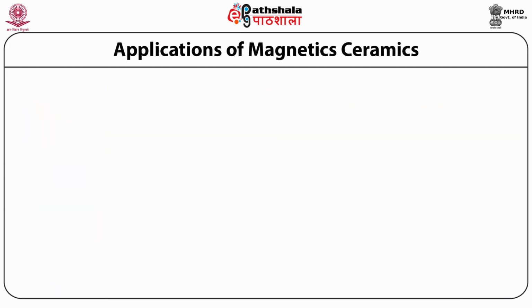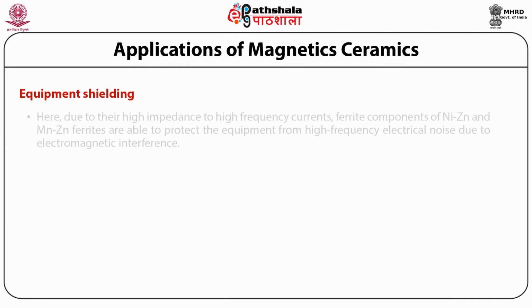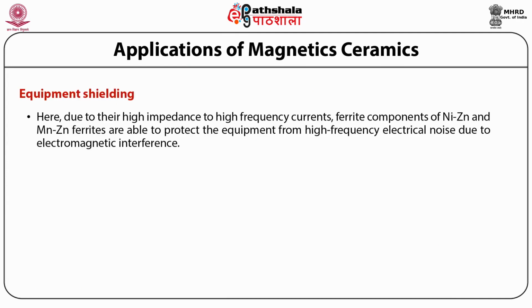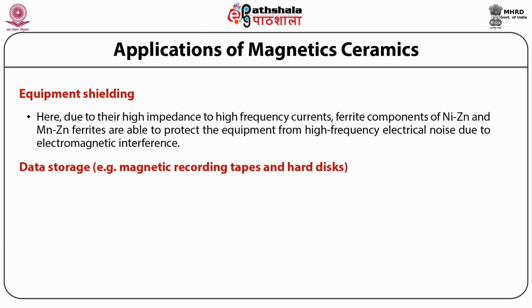Next application is equipment shielding. Here, due to their high impedance to high frequency currents, ferrite components of nickel zinc and manganese zinc ferrites are able to protect the equipment from high frequency electrical noise due to electromagnetic interference. Next application is data storage. Example, magnetic recording tapes and hard disks.